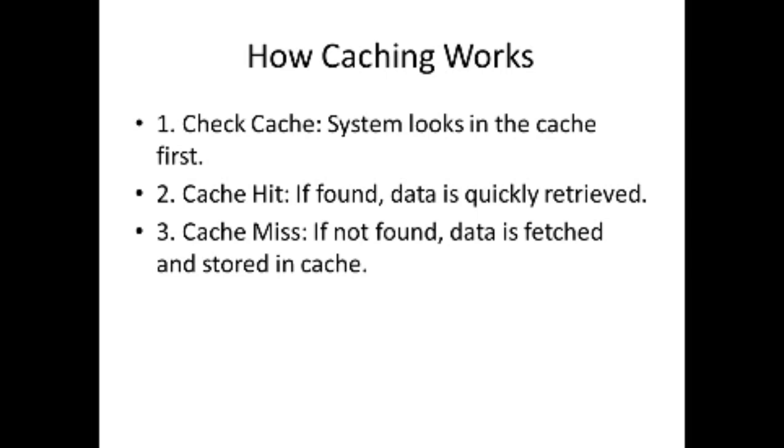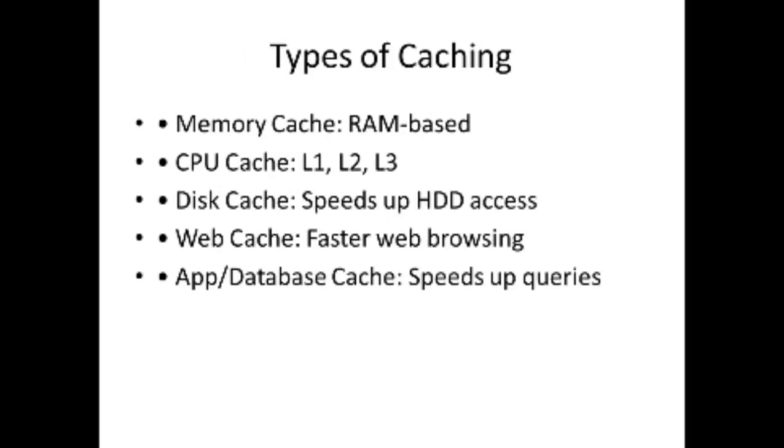So types of caching. We have the memory cache, which is RAM based. You have the CPU cache, which has level one, level two, and level three. The disk cache speeds up the HDD, the hard disk drive access. The web cache is for faster web browsing, and the app or database cache speeds up queries.